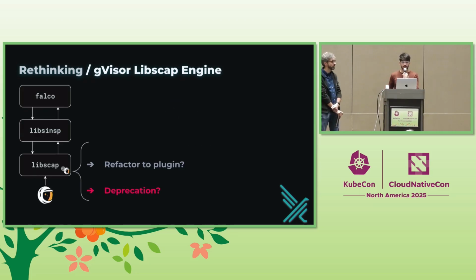And as the last thing, there is the gVisor libscap engine. As you may imagine, this is used to ingest events from gVisor, but again, we are aware of the fact that this feature is little used, and it is a sort of a driver for us, so we need to implement feature parity among this and the other drivers. So we would like to understand if the community still needs it. We could think about deprecation or also refactoring it as a plugin, as a source plugin in this case.